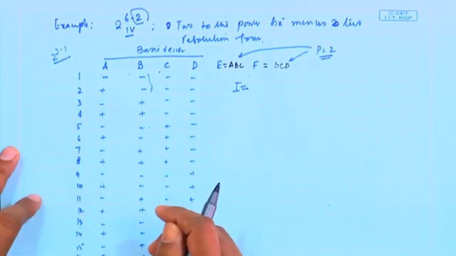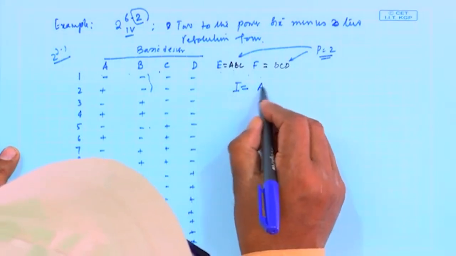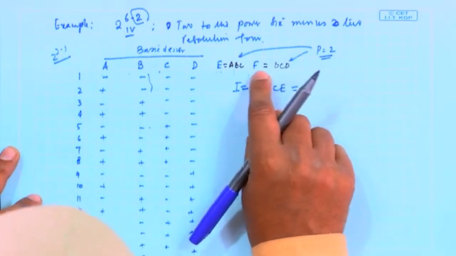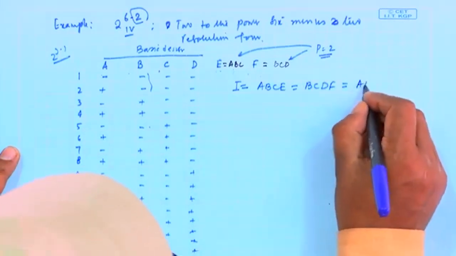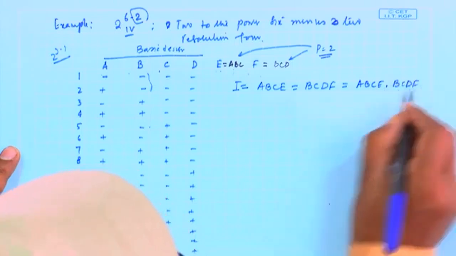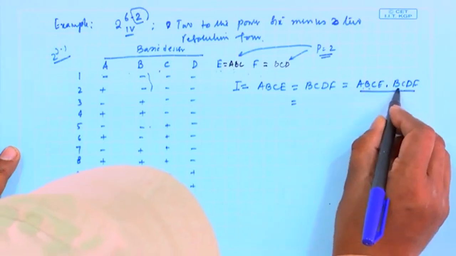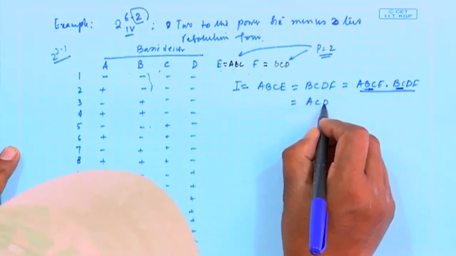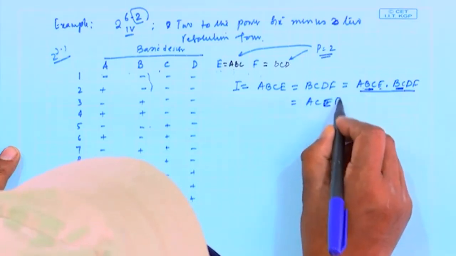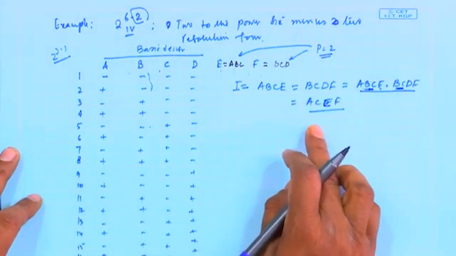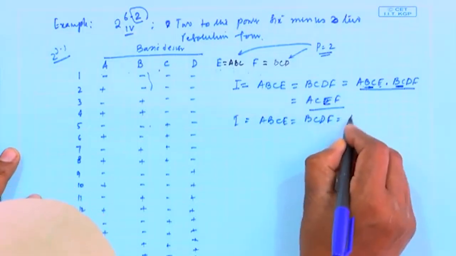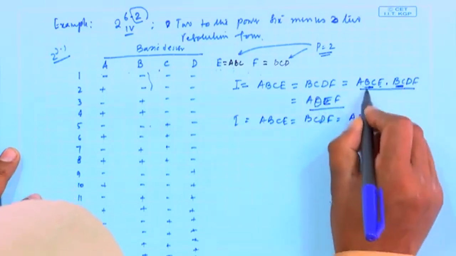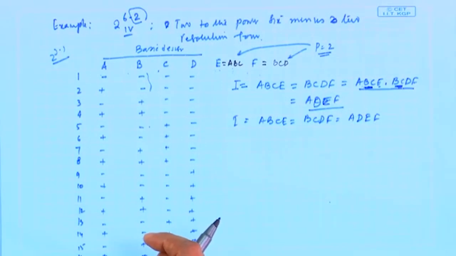So, what is the defining relation? You will get it using I equal to. If you multiply the first generator with E, that is ABCE. If you multiply the second generator with F, you will get BCDF. These are independent generators, and you will also find the generalized one, ABCE into BCDF. What is this value? B and C will be cancelled, so it will be ADEF. So, that is your defining relations: I equal to ABCE equal to BCDF equal to ADEF.